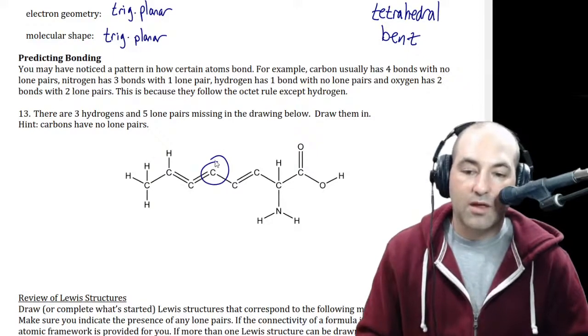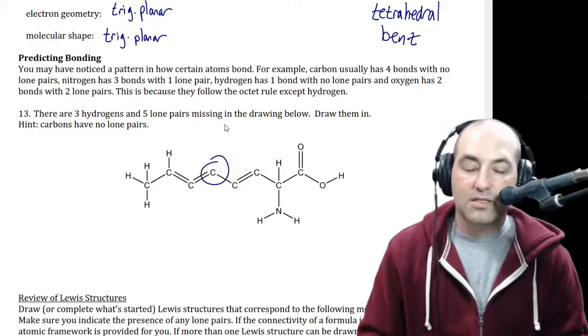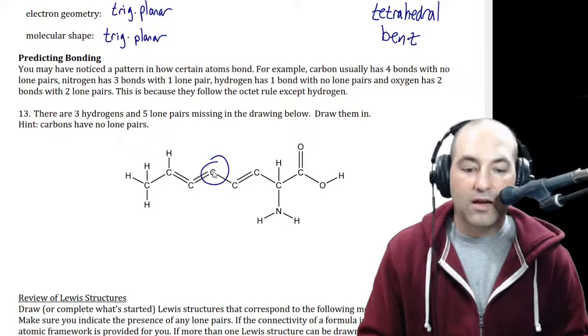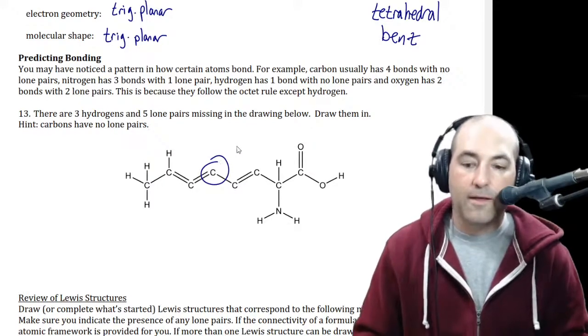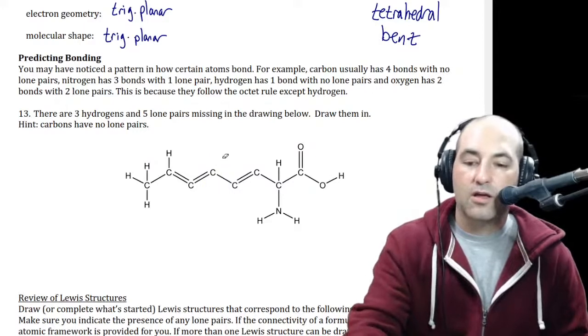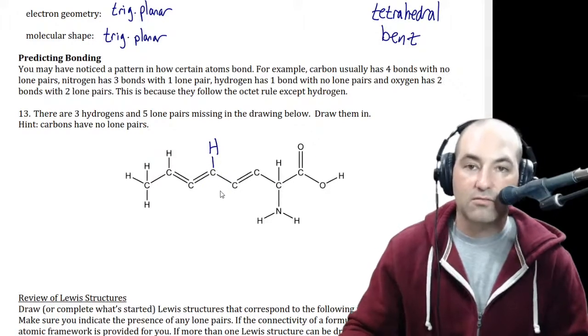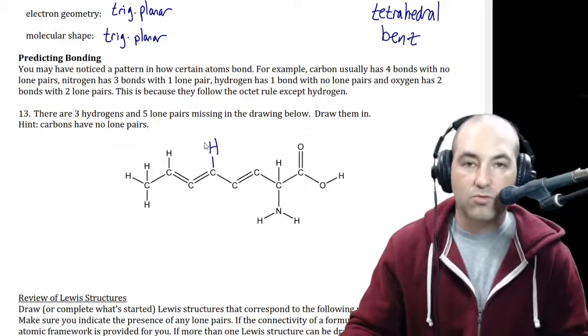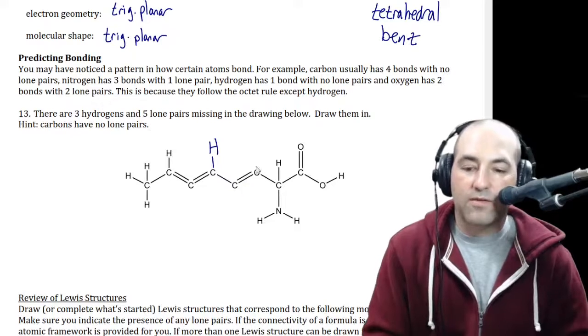Something's wrong there. Now, because it says we have 3 hydrogens and 5 lone pairs missing, we can either fix that by adding a hydrogen or adding a lone pair. Either one will satisfy our octet rule, but the better choice here is the hydrogen, because we know that carbon generally doesn't have a lone pair in its normal neutral state. So it's better to put a hydrogen there. And then we've got that same situation here and here also, so we can add those hydrogens as well.